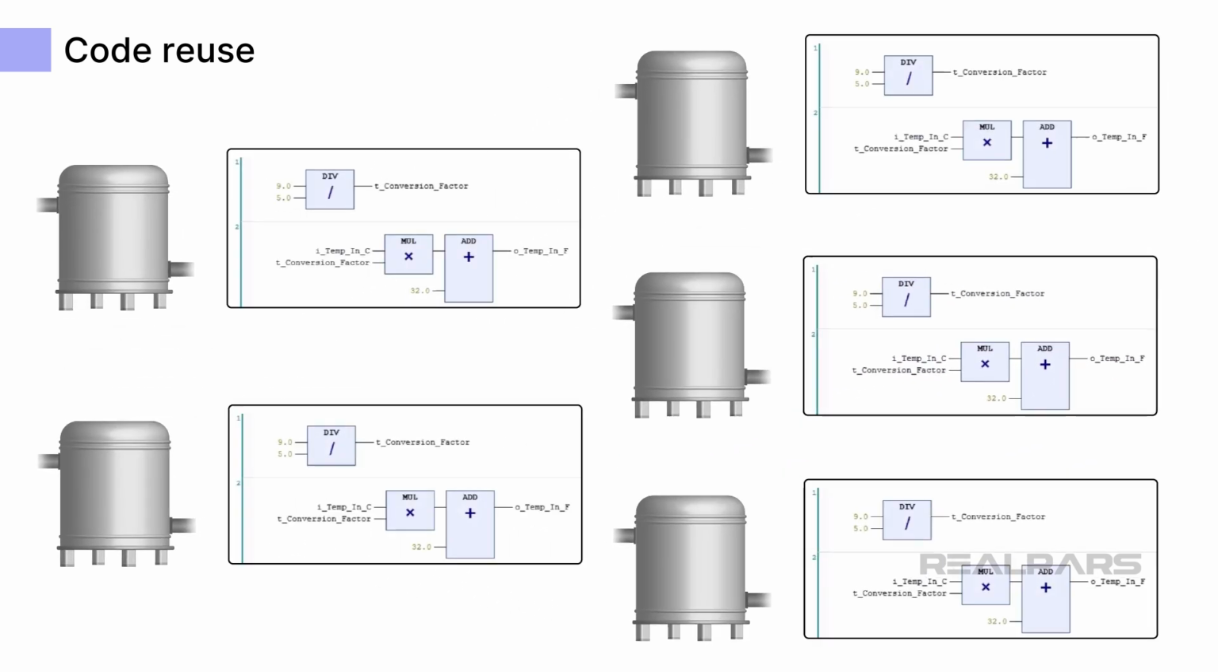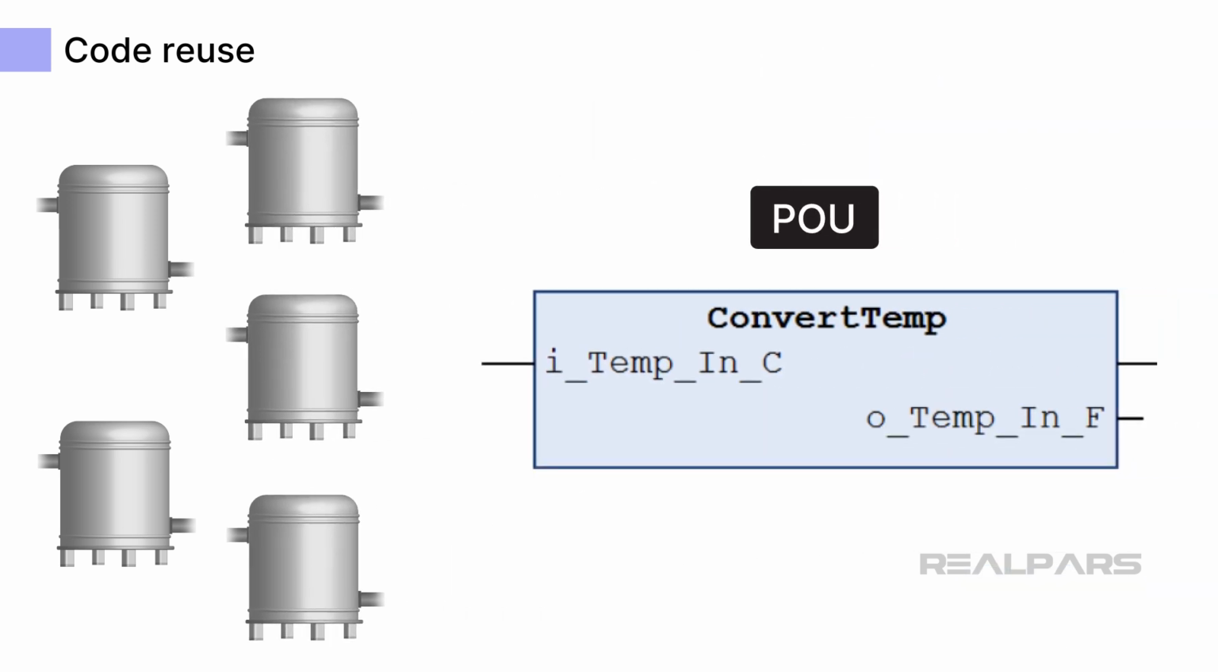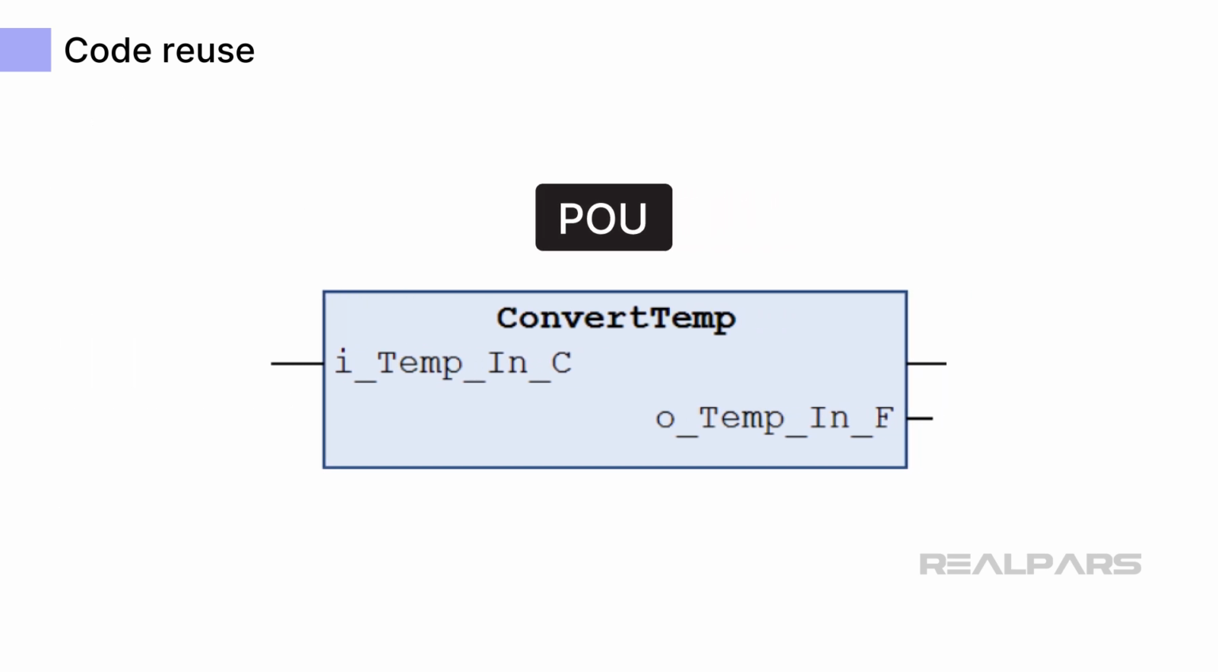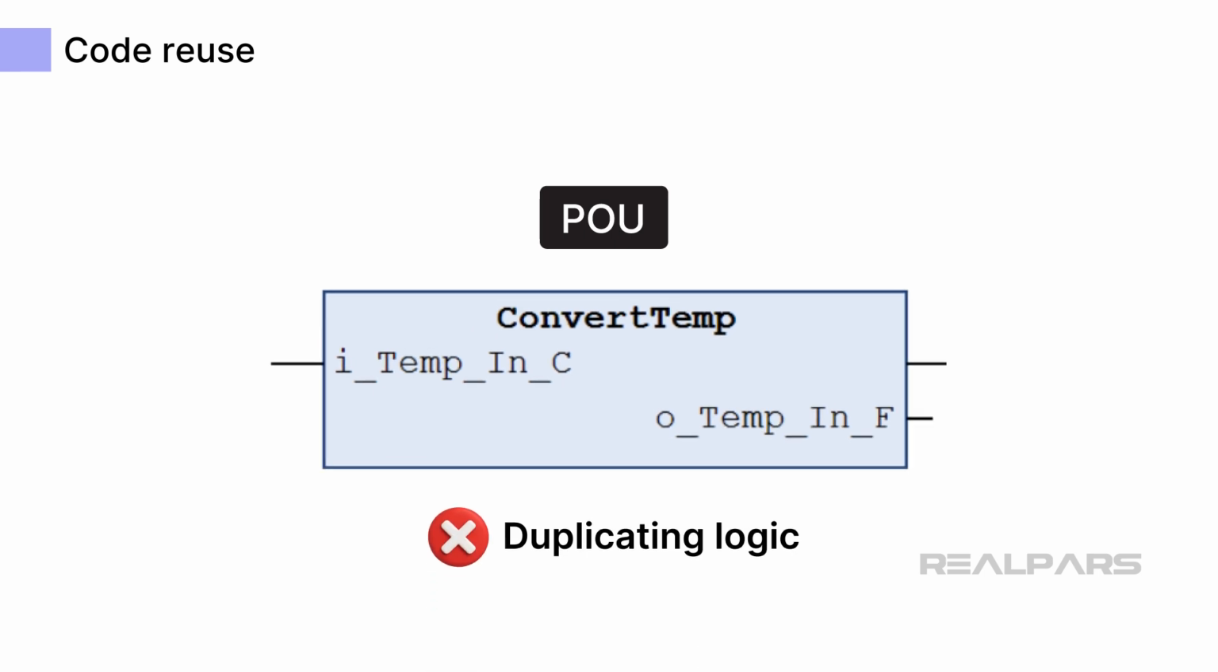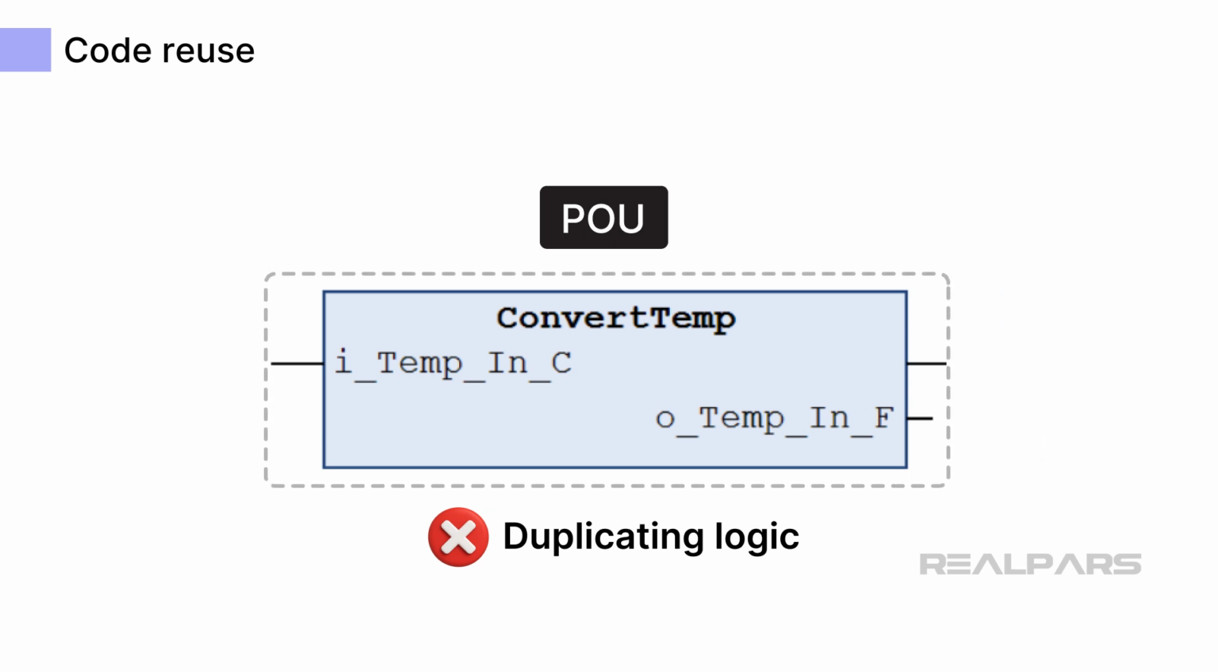If you copy and paste the conversion logic many times in your project, it becomes very hard to maintain and interpret. Instead of copying and pasting, you can create a POU to encapsulate this logic and call the POU each time you want to convert a temperature. By creating a POU, you can avoid duplicating logic in your program, encapsulate the technical detail of how the conversion is done, and create a single central location where the logic to convert a temperature is maintained.